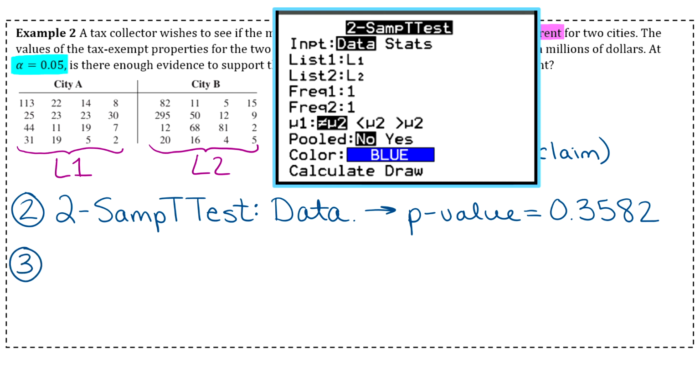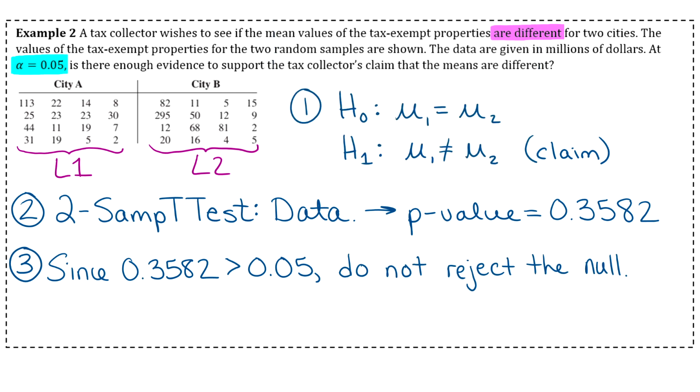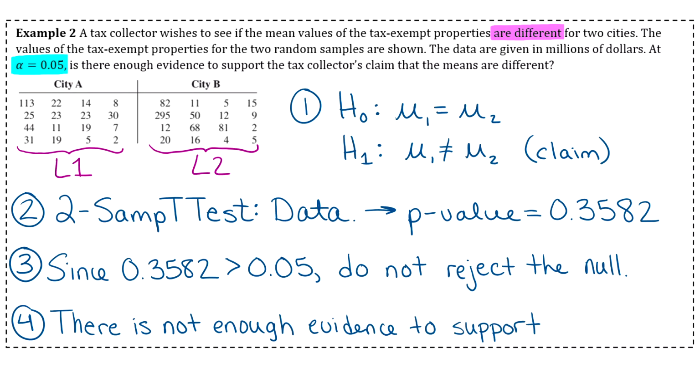And step 3, we're going to compare our p-value with the level of significance. So since 0.3582 is greater than 0.05, that means that we do not reject the null hypothesis, which means that there is not enough evidence to support the claim.